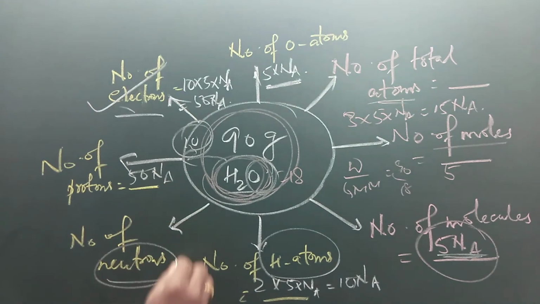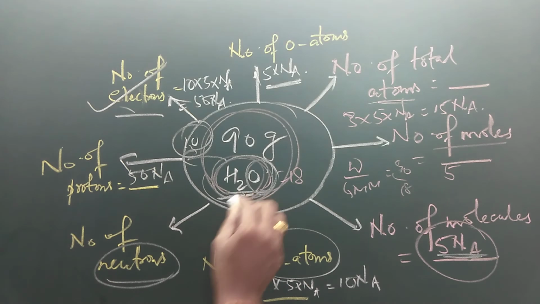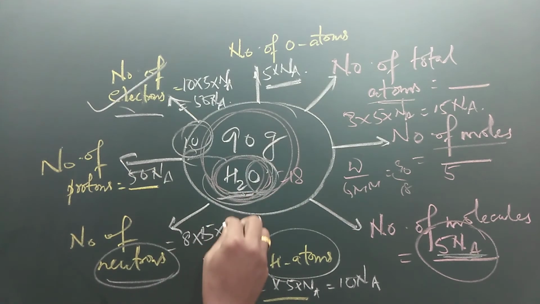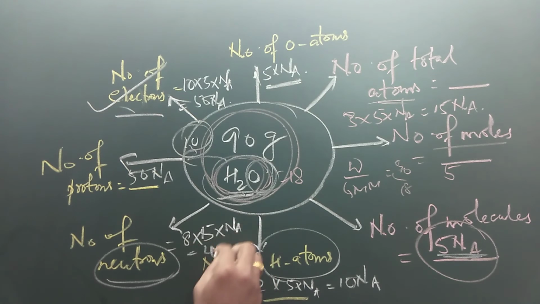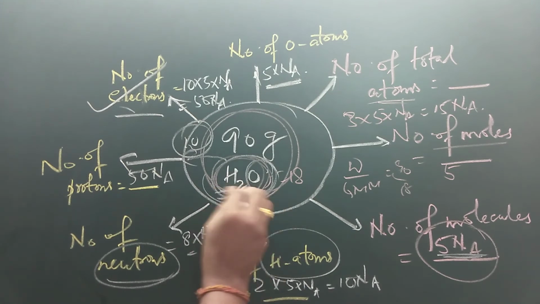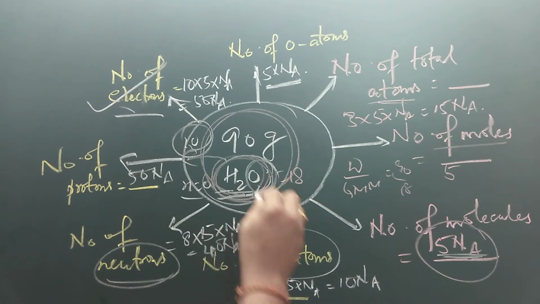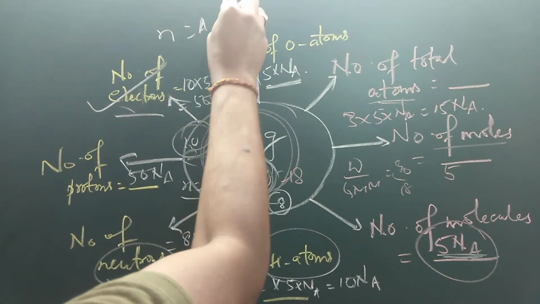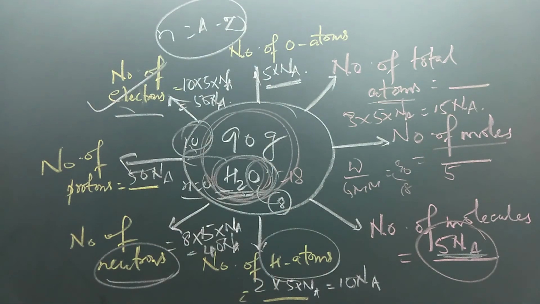But in the case of neutrons, you have to keep in mind that hydrogen, in the form of protium, doesn't have a neutron. So the number of neutrons will be 8 into 5 into Avogadro number, that is 40 into Avogadro number, because hydrogen has 0 neutrons but oxygen has 8 neutrons. The number of neutrons is given by mass number minus atomic number. This way you can find out the number of moles and related questions.